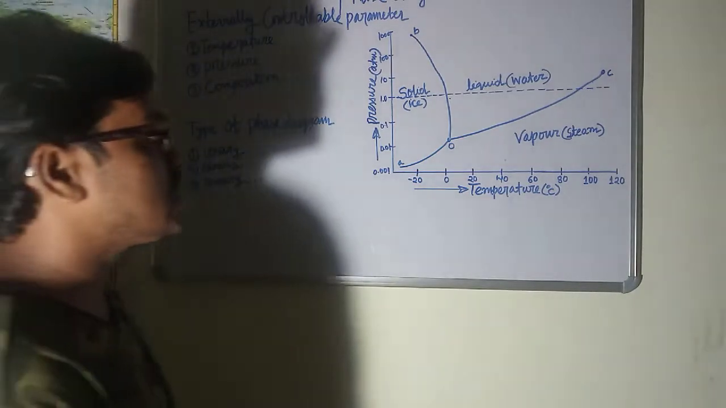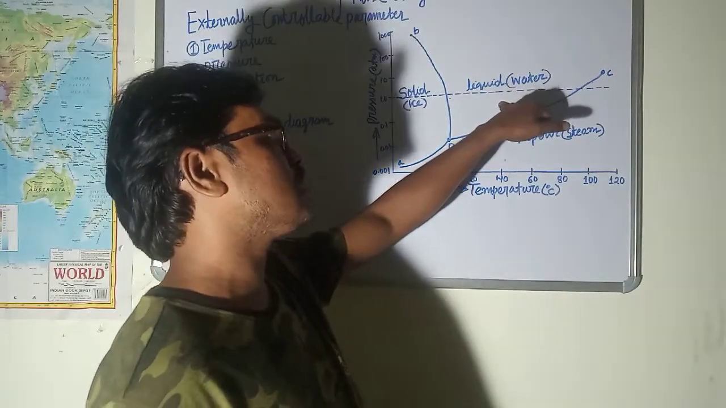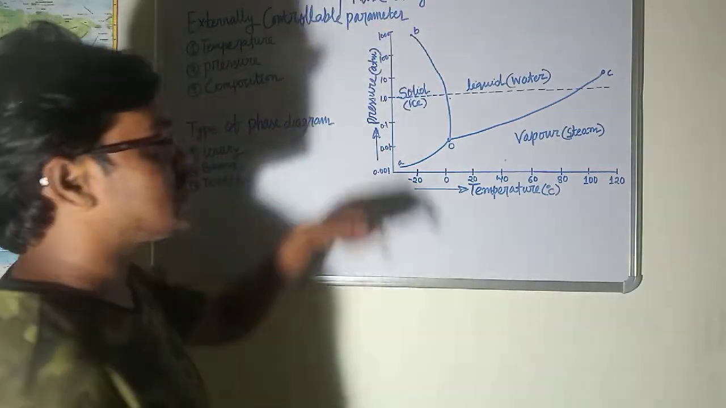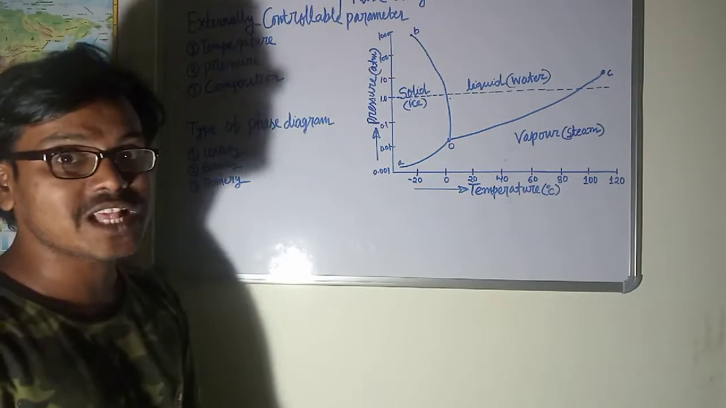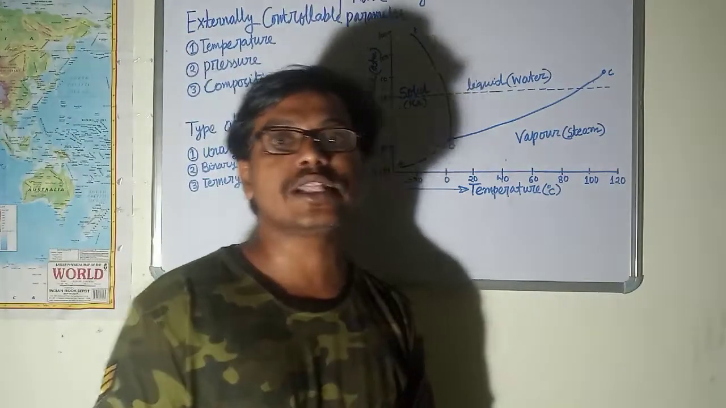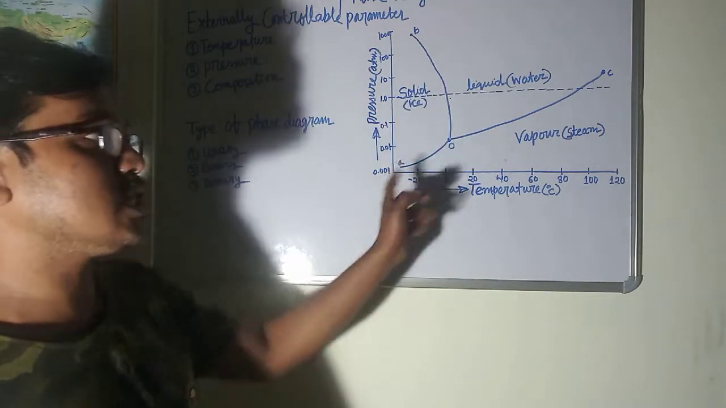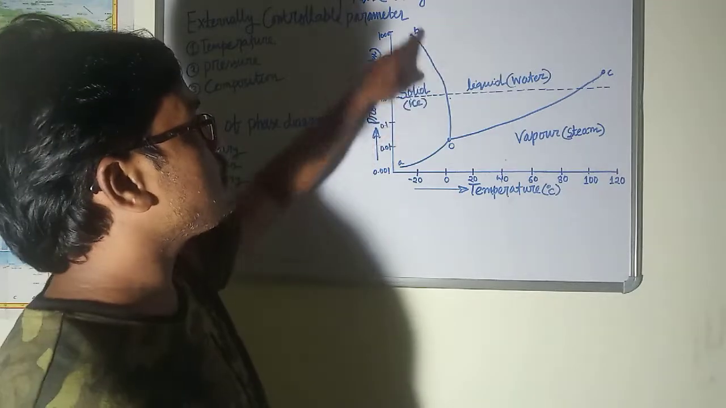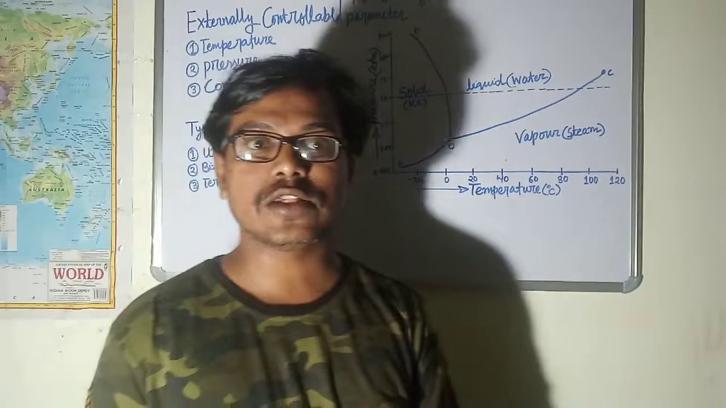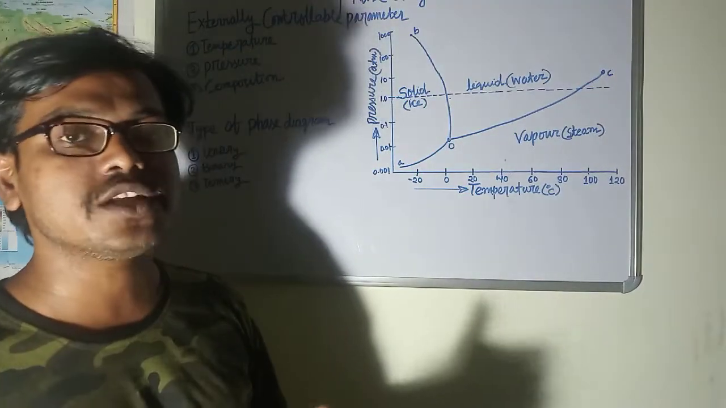So at this point all three phases will be coexisting, and we can see that this is the solid phase and this is the liquid phase. There is a line separating these two regions. The line separating two regions will be known as a phase boundary, because we know solid is a different phase and liquid is a different phase, and a line separating these phases is known as a phase boundary. So we can see there are three phase boundary lines: OB, OC and AO. All these are phase boundary lines where the phase regions are separating from each other.